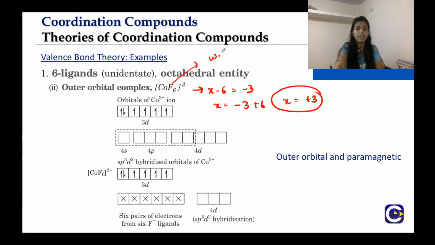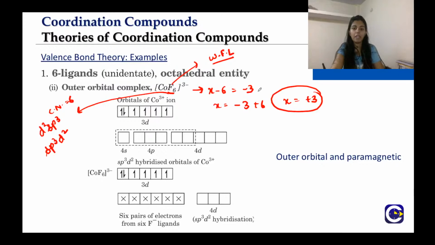A weak field ligand. That means it will not be able to pair up electrons. Right? This much is clear. Now, next is that we are having 6 fluorine. That means the coordination number is 6. So, two types of hybridizations are possible. Either d2sp3 is possible, or sp3d2 is possible.